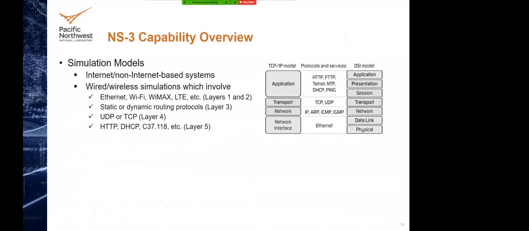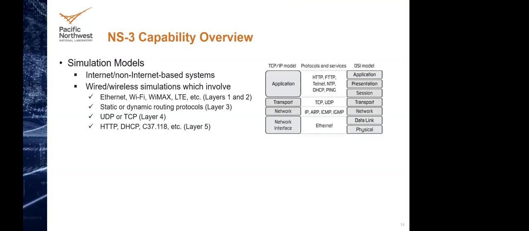So here is a high level overview of the capabilities of NS3. We have used a TCP/IP model or OSI model, which has different layers, and each layer has its own process. We can use NS3 to simulate each layer differently, such as an internet or non-internet based system, wired or wireless simulation. For layers 1 and 2 we can use Ethernet, Wi-Fi, WiMAX or 5G itself, and they are different.